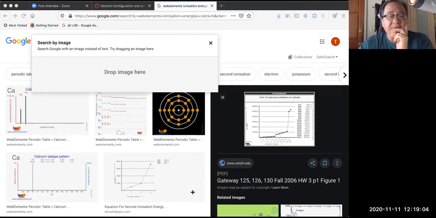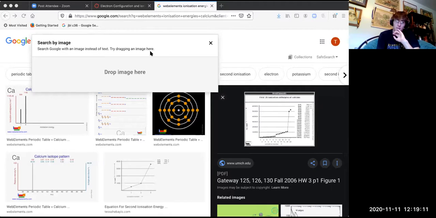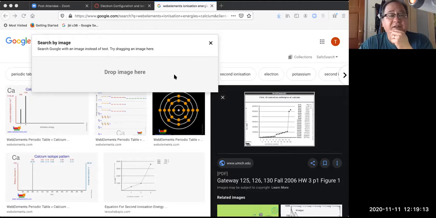Okay, now I'm going to change my share so you can see it. Actually, can you see it? No, I'm still looking at the images. Okay, so I have to go to a new share.